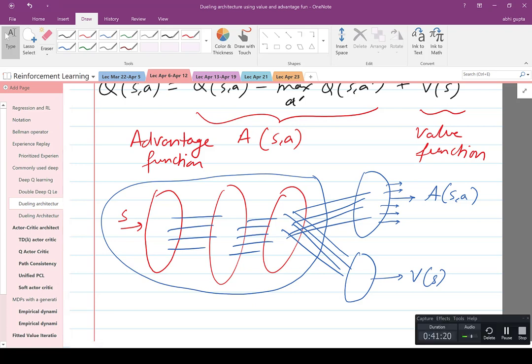So with this, we end our discussion on deep reinforcement learning. In the next lecture, we'll talk about actor-critic architecture for a brief amount of time, and then we'll move on to MDPs with a generative model. Thank you.